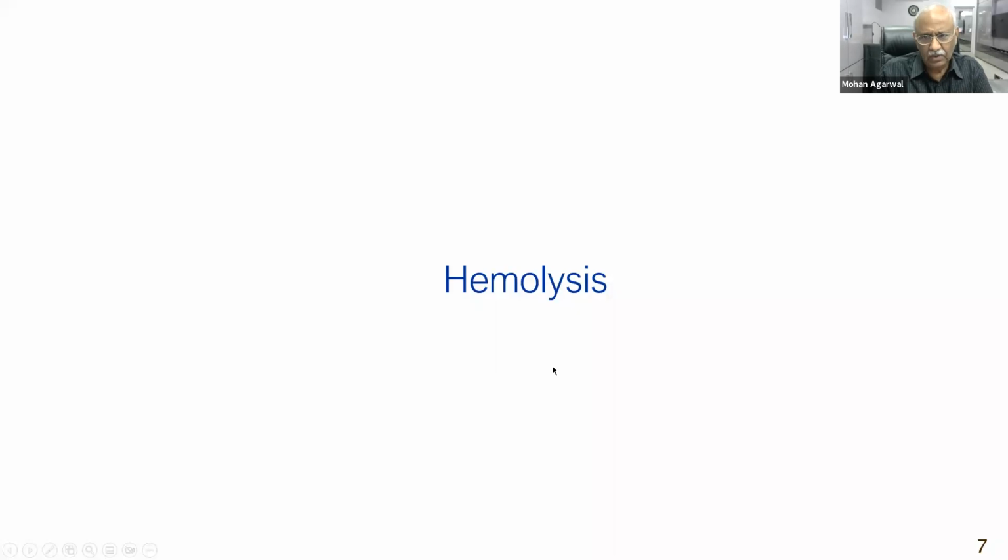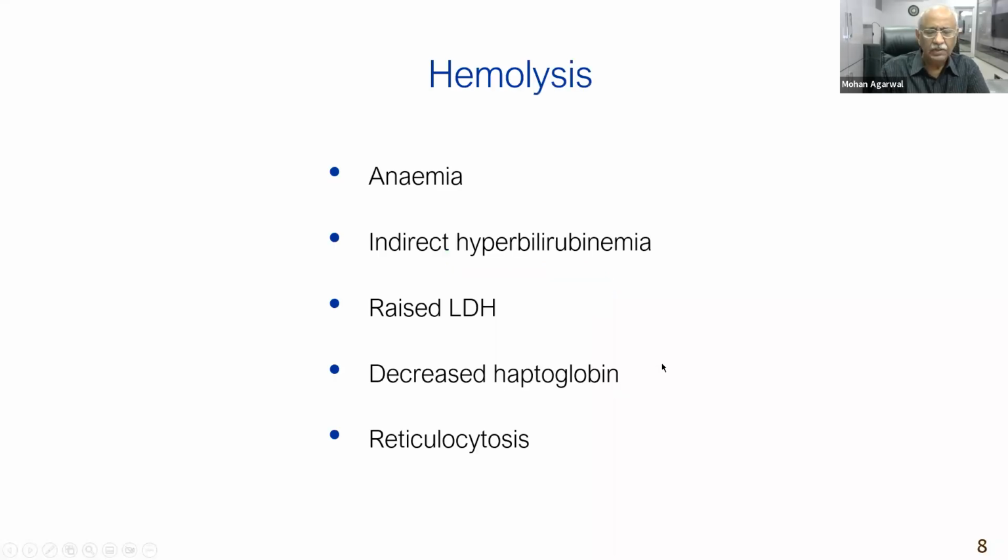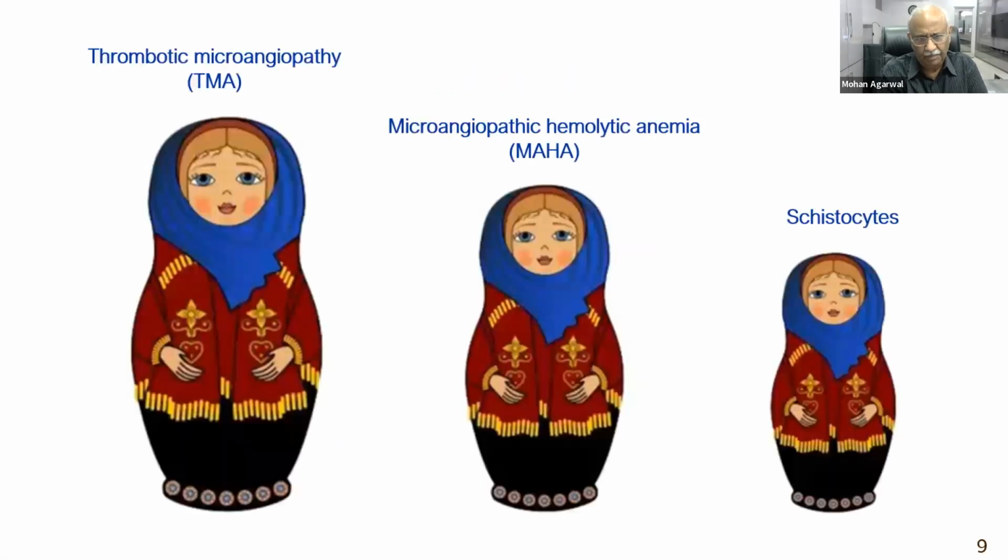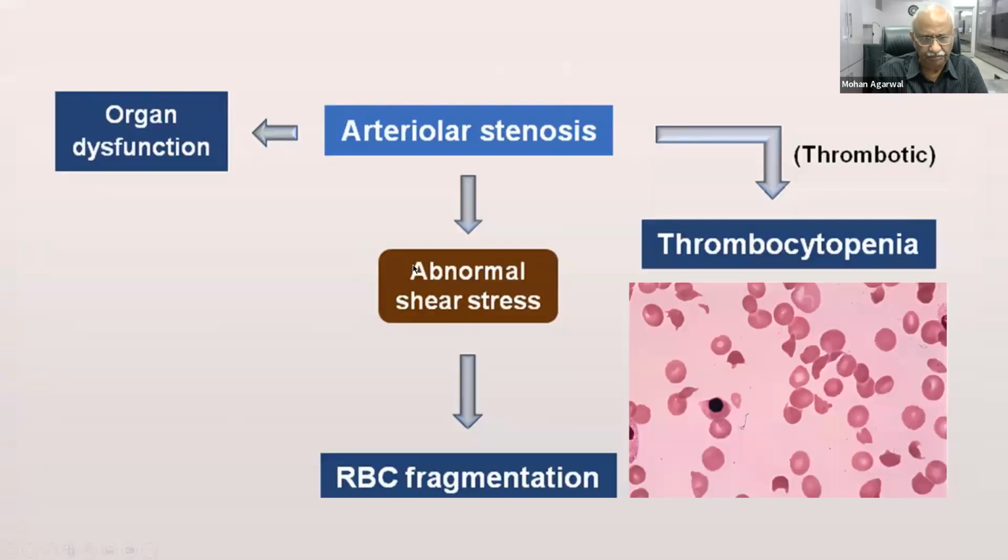RBC fragmentation leads to hemolysis. Therefore, these patients would have a drop in hemoglobin, indirect hyperbilirubinemia, high LDH, which is also due to some other reasons, which we'll come to, and decrease in haptoglobin, which is once again a sine qua non to diagnose this entity, and marrow will respond by producing reticulocytes. So you've got RBC fragmentation together with evidence of hemolysis. So by now we talked about presence of schistocytes, microangiopathic hemolytic anemia, and all this secondary to thrombotic microangiopathy.